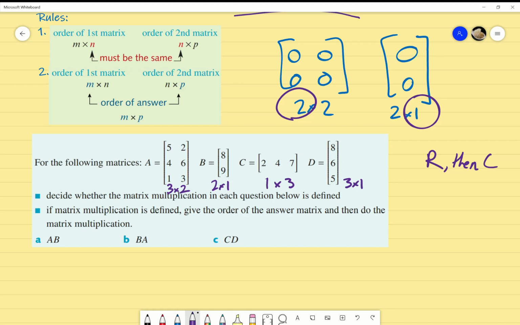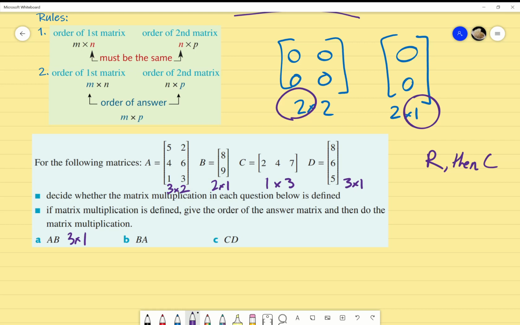Does AB exist? Can I multiply A by B? Yes or no? How do I know if I can or cannot? Yes, because the two numbers on the inside are the same, and therefore I can multiply the matrices. What would the order be of the final answer? 3 by 1. Whatever numbers are left on the outside, 3 by 1. So the answer, AB, should be 3 by 1. Before we find that, let's move on to the next one. BA, does that exist?